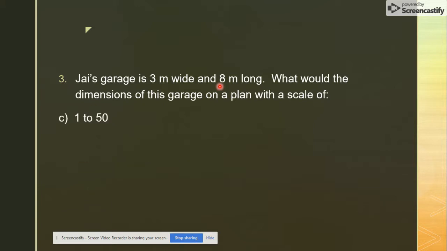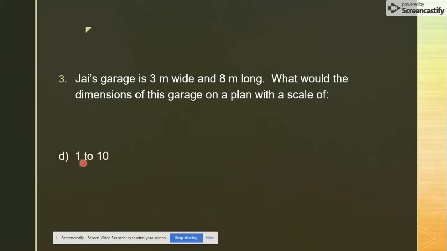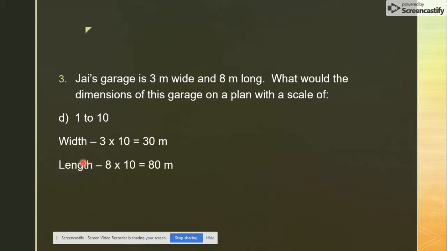B, what happens if it's 1 to 50? Pause me, see if you can do this one right. 3 times 50 is 150, and 8 times 50 is 400. Remember to put your width and your length in each time. B, you've got 1 to 10. Pause me and see if you can do that one. There you've got 3 times 10 is 30, and your length is 8 times 10 is 80.